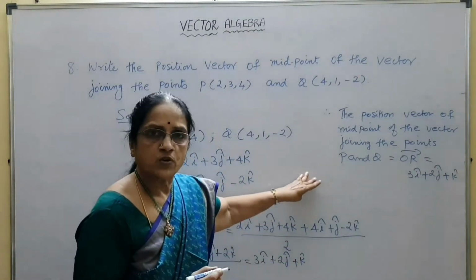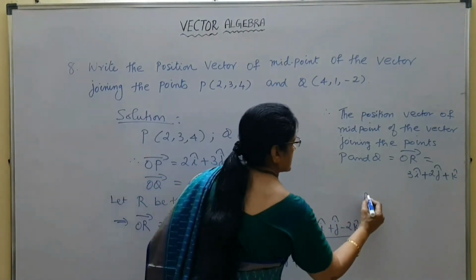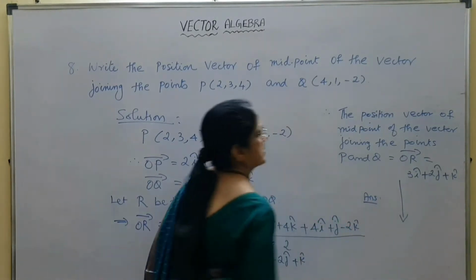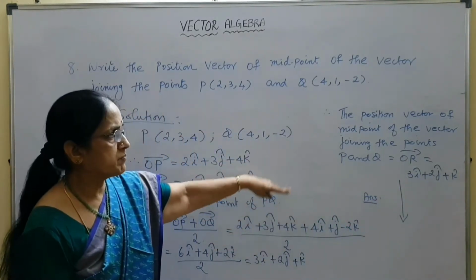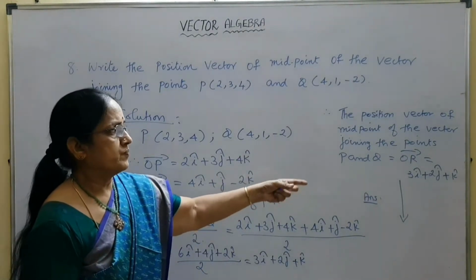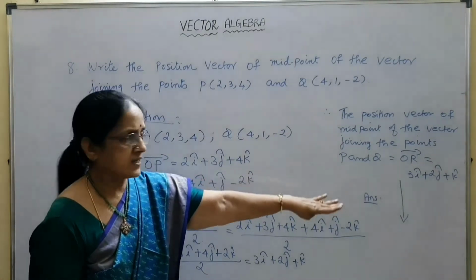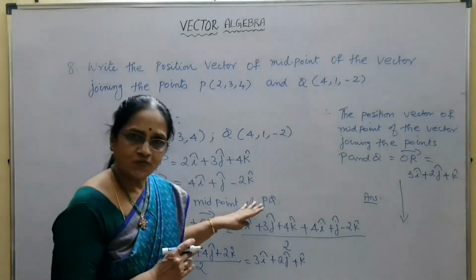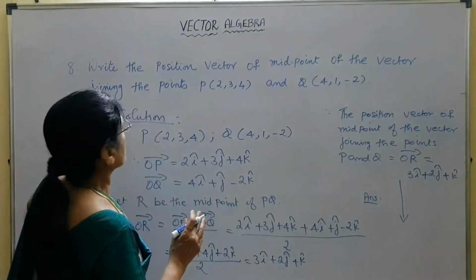Finally, you need to conclude your answer stating, rewrite the same step. The position vector of the midpoint of the vector joining the points P and Q is equal to OR vector, which is equal to 3i cap plus 2j cap plus k cap. That will be your final answer. Now let's move on to question number 9.